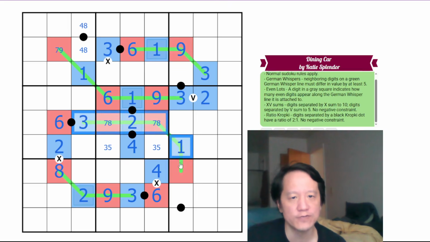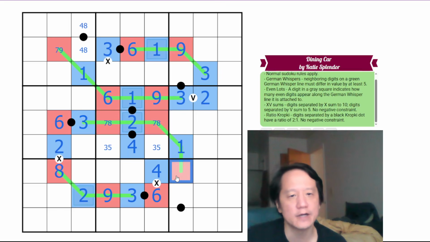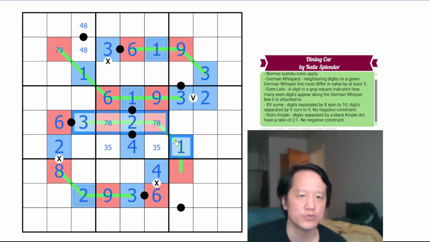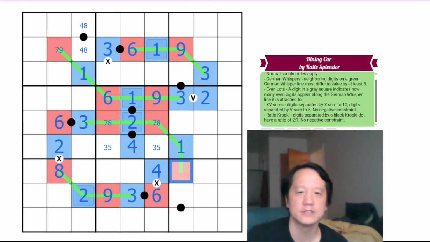Same with this Whisper 5 line. We already have 2 evens in the 2 and the 8. So that means we cannot have another even digit on those Whisper 5 lines. So this can't be 9. So this must be 7 then. So we have 7 and 9 there.